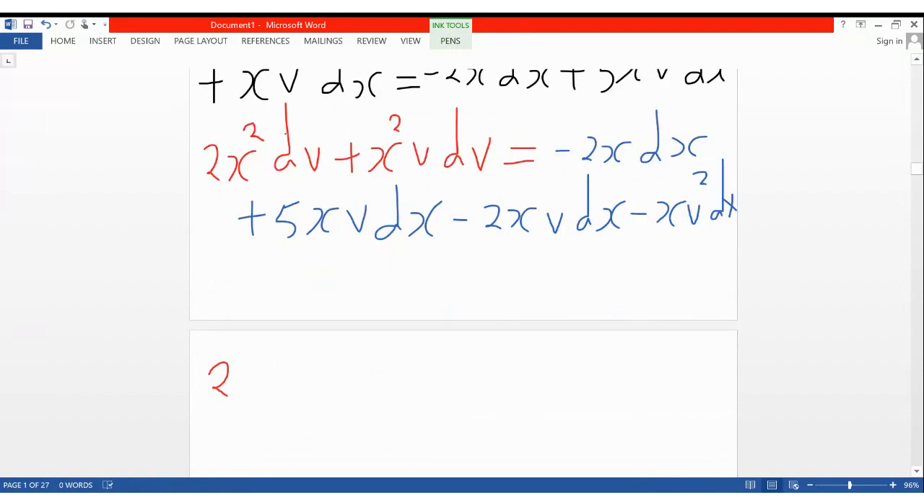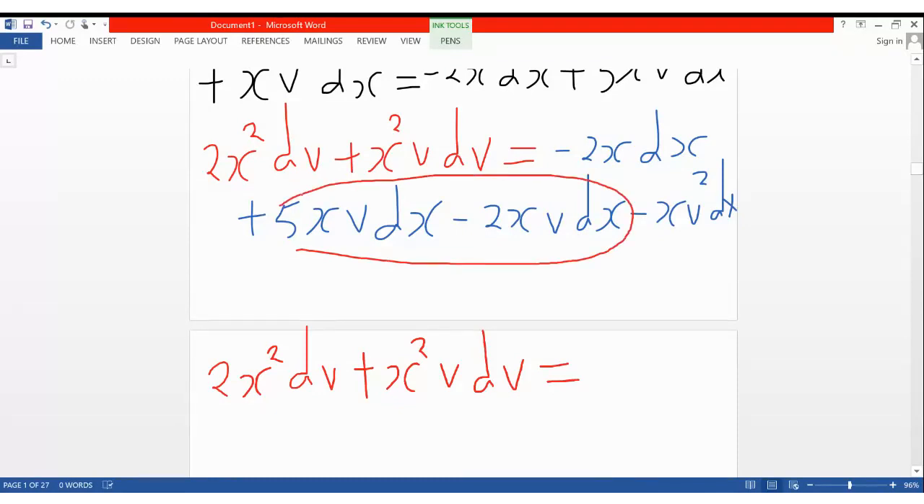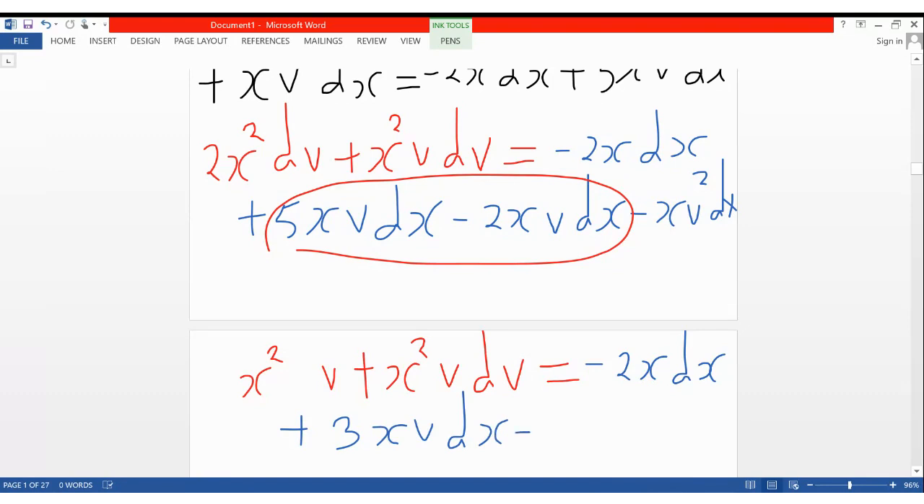2x squared dv plus x squared v dv. These two terms here, we can subtract them. So if I subtract those two, this is what I'm remaining with. I'm remaining with negative 2x dx plus 3xv dx, and then minus xv squared dx. So this one was 2, and then we have a dv. And that's what we have.